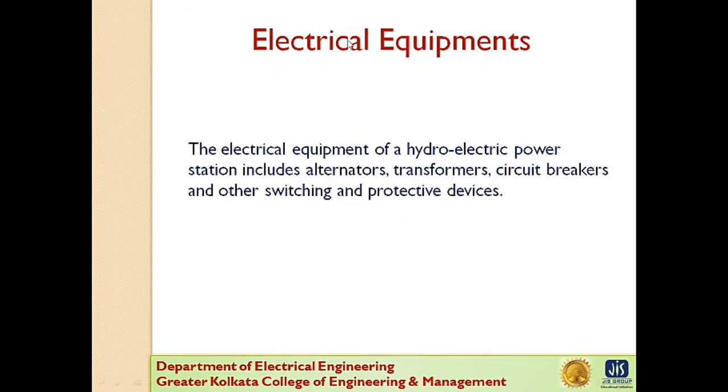Next one is the electrical equipment. The electrical equipment of a hydroelectric power station includes alternators, transformers, circuit breakers and other switching and protective devices.